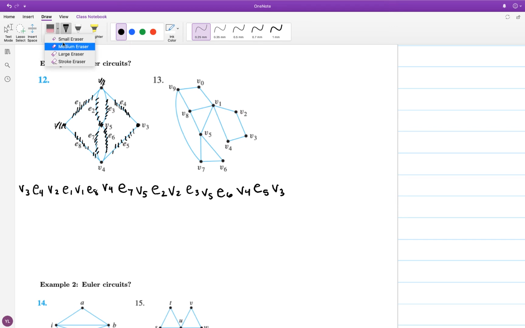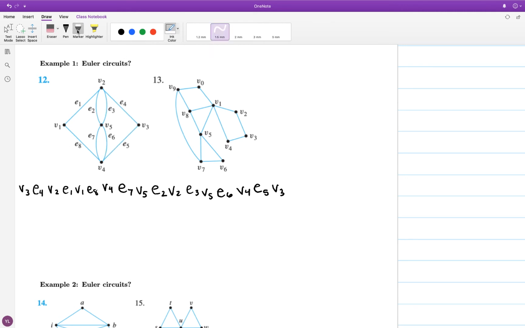Maybe I will run through that again and use a white marker to make it look like I'm erasing as I go. So I start at V3, erase E4, make it to V2, erase E1, make it to V1, erase E8, that's the first bridge.